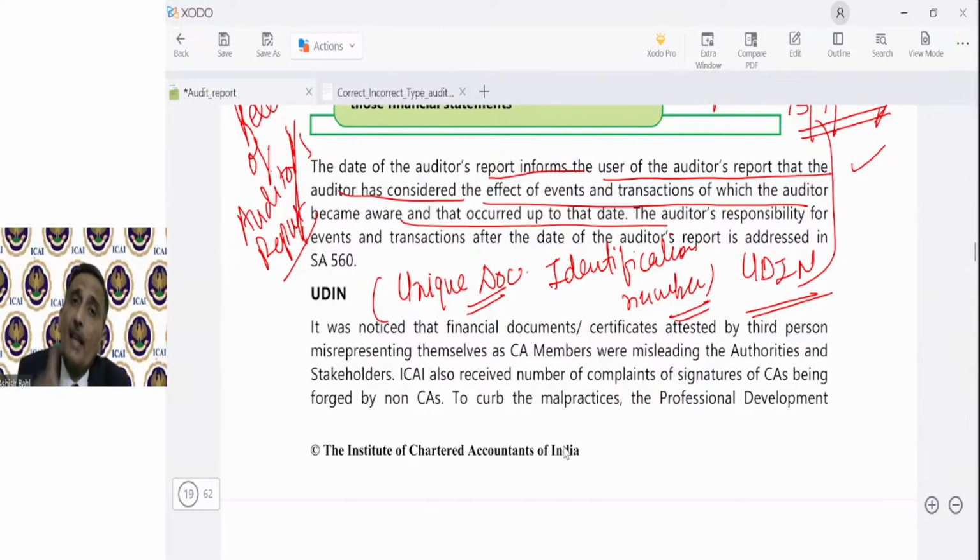It shows that the report was in fact signed by a chartered accountant. Okay, so is that clear? Yes, students, is that clear? So we shall quickly go through some questions now.